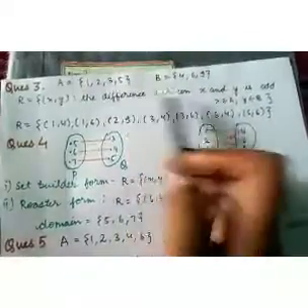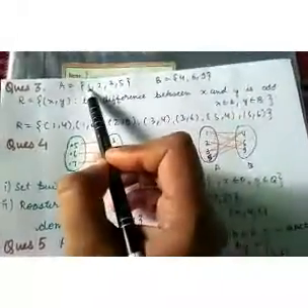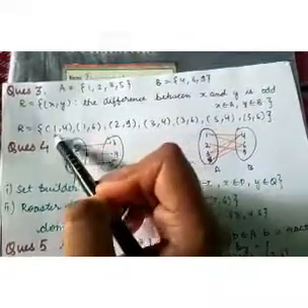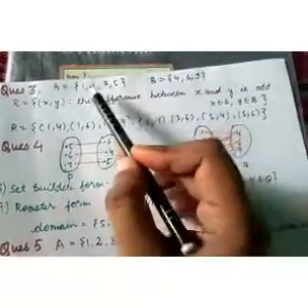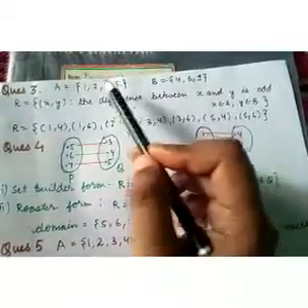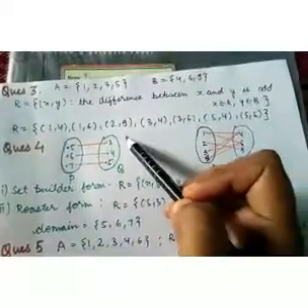X belongs to the first set and y belongs to the second set. Now we will see this. 1, 4. The difference is 3, which is odd. So 1, 4 will be the first pair. Second, 1, 6. Difference is 5, which is odd. 1, 9. Difference is 8, which is not odd. 8 is an even number. Therefore, this will not be included in the relation.